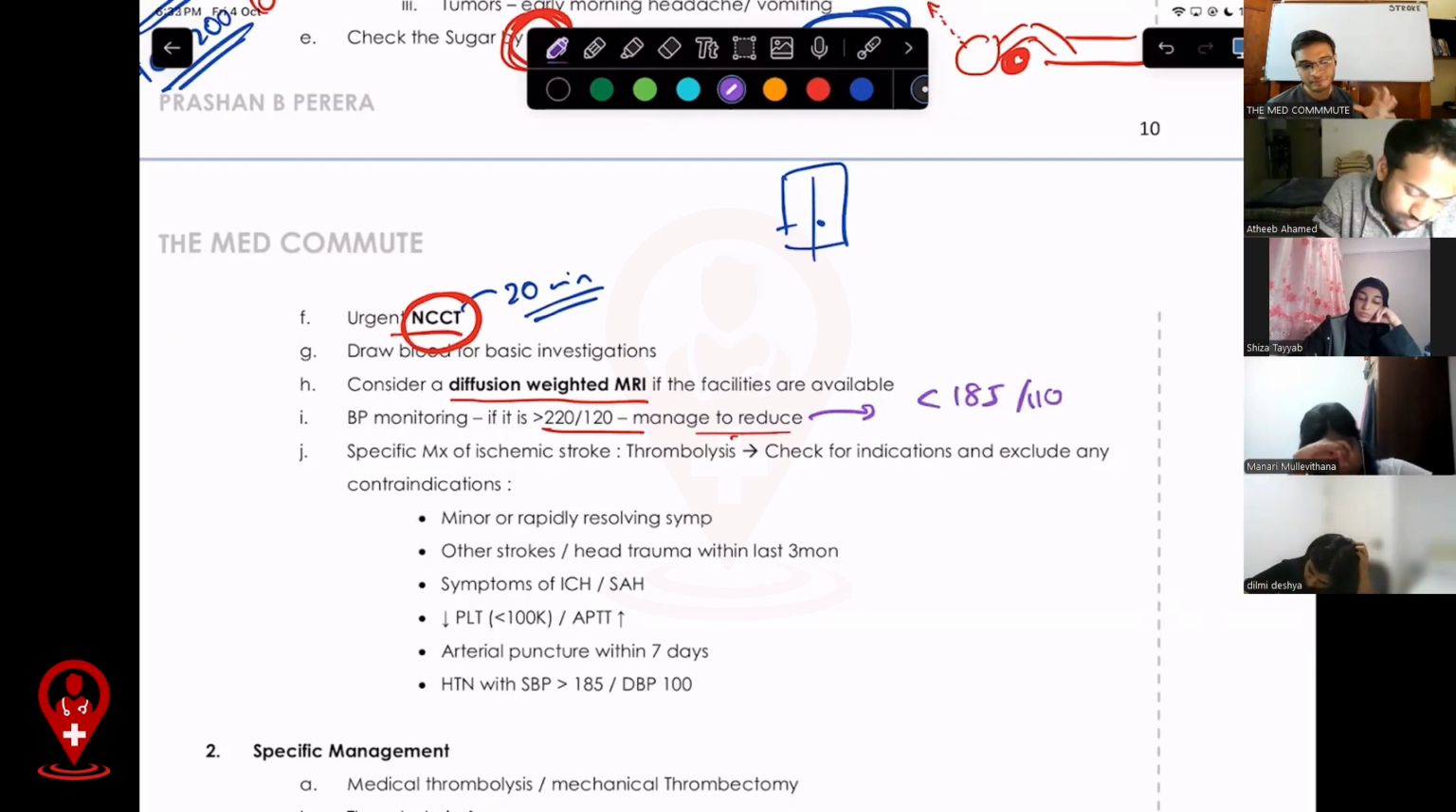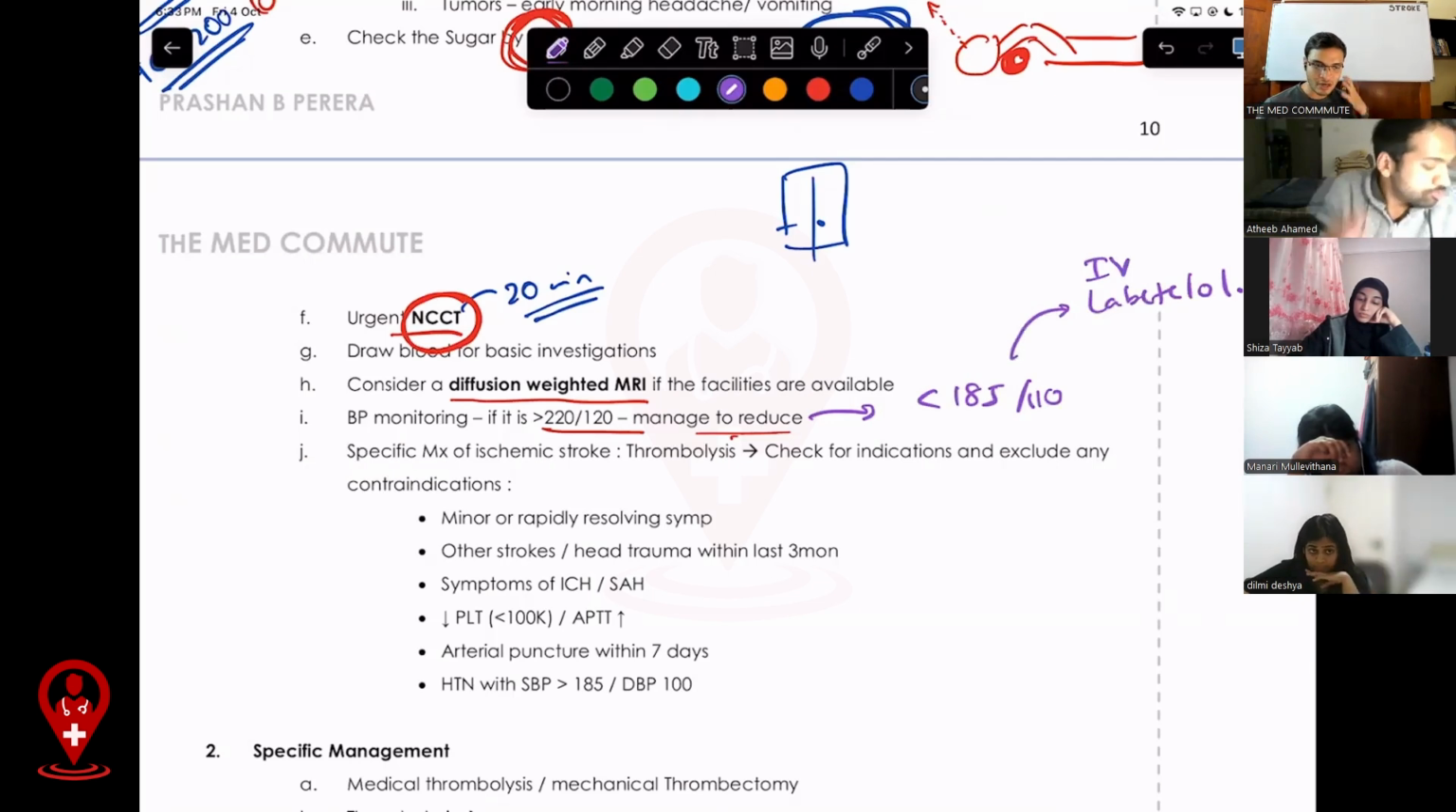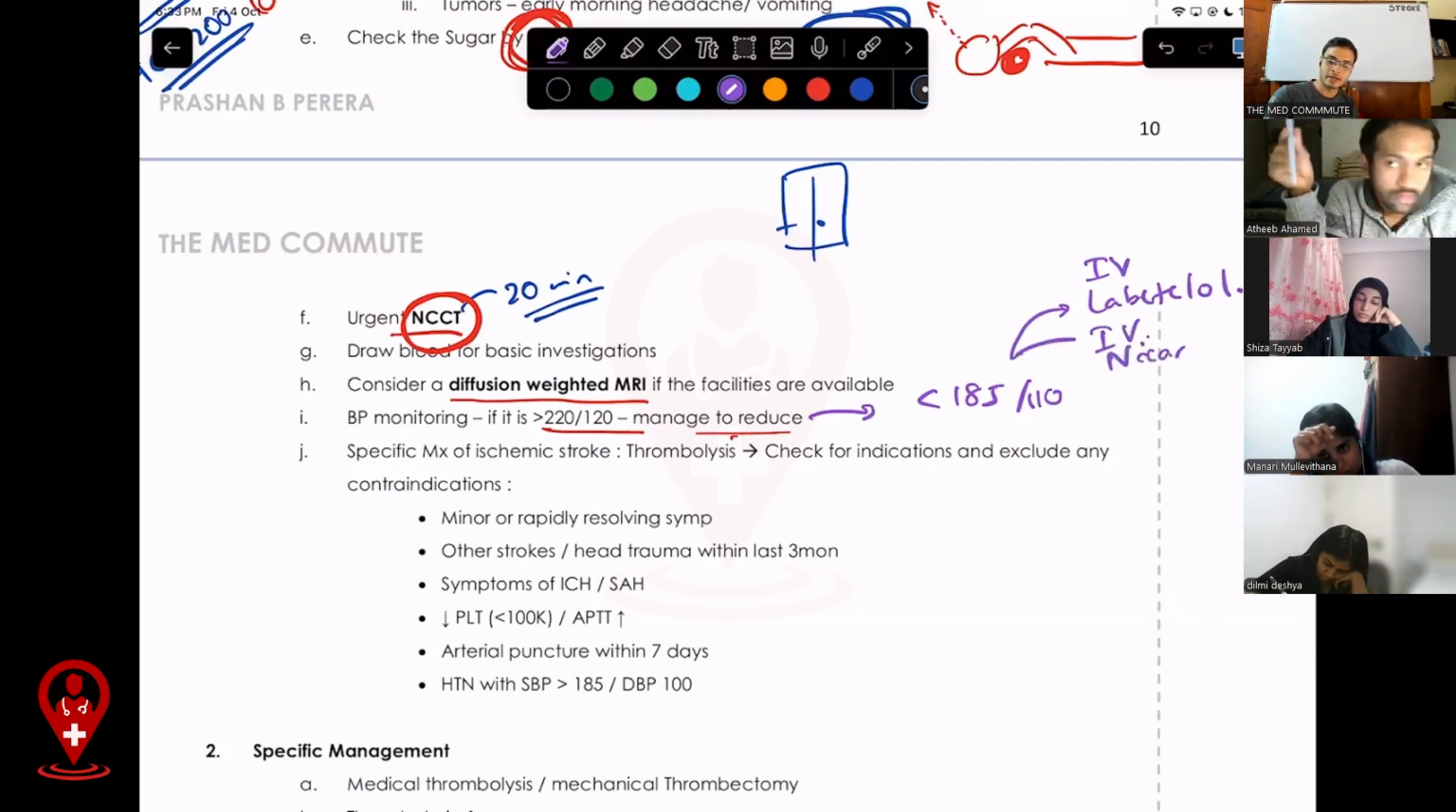And here we have some drugs of choice. Labetalol. Again, these are all given IV. No time for oral medication when you're doing an emergency management. So IV labetalol or IV, there's another one, nicardipine. Nicardipine. These drugs you can give to try and drop the blood pressure to at least 185 by 110.